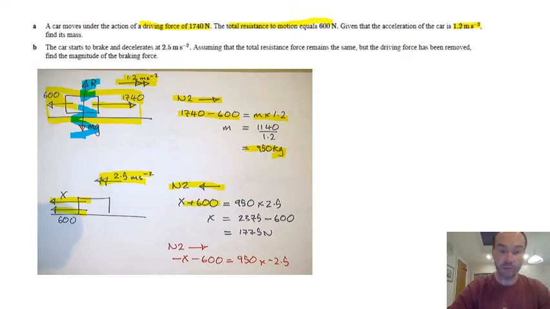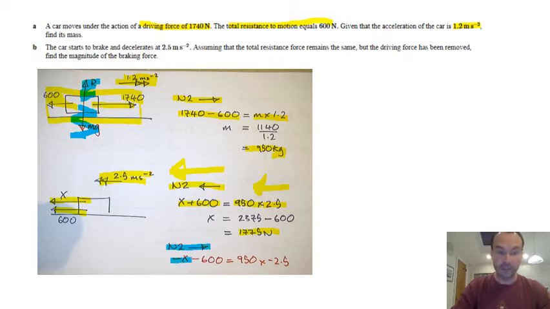Both of those are positive because they are both in that direction, equal to the mass, which we've just calculated, multiplied by 2.5, which is positive because it's in that direction, okay? So in this first version, I've counted to the left as positive. That gives you a braking force of 1775 to the left. If, however, you decided to do Newton's second law to the right, nothing wrong with doing that.